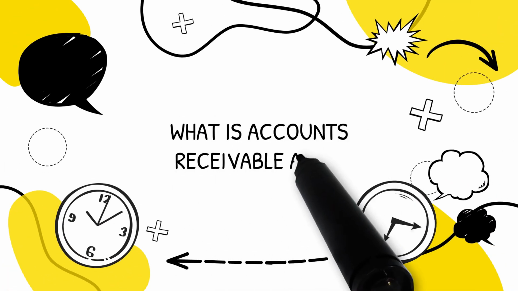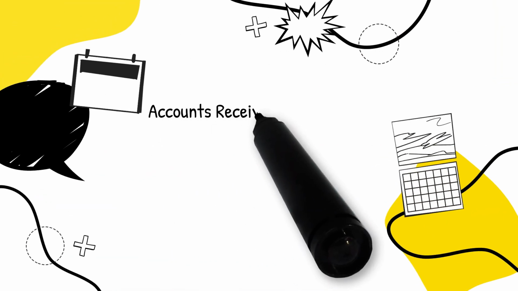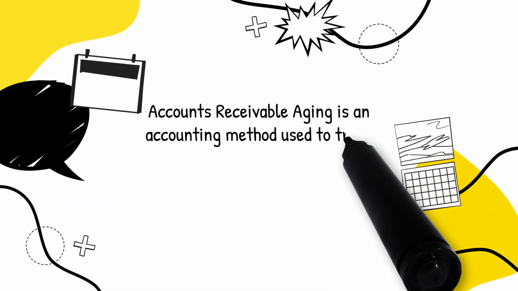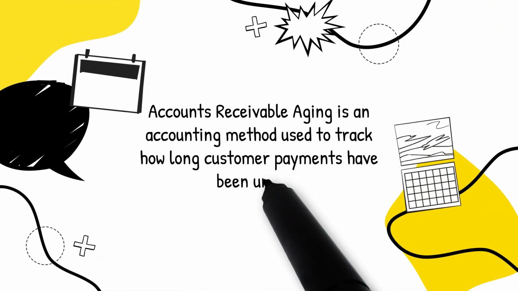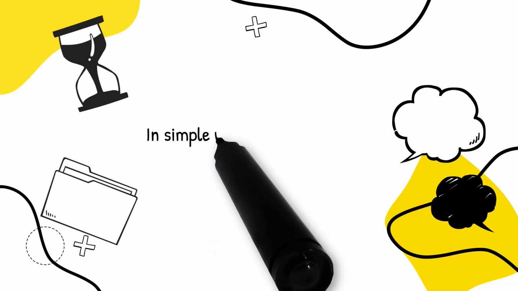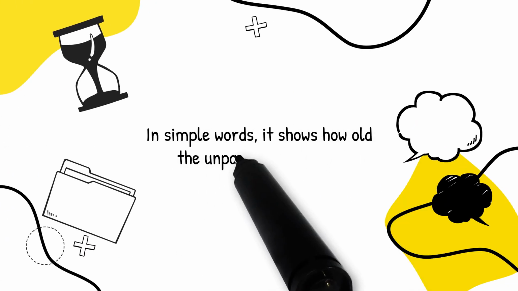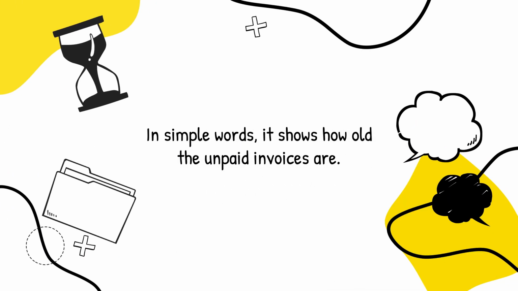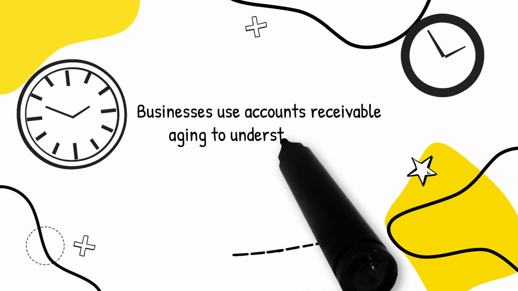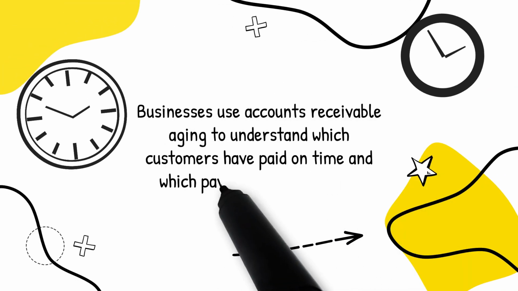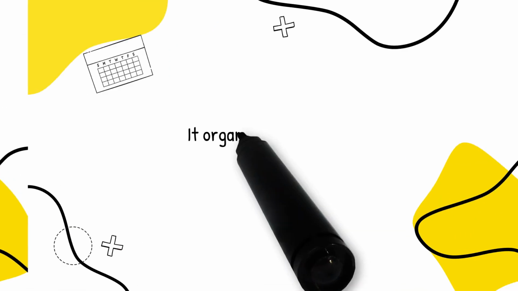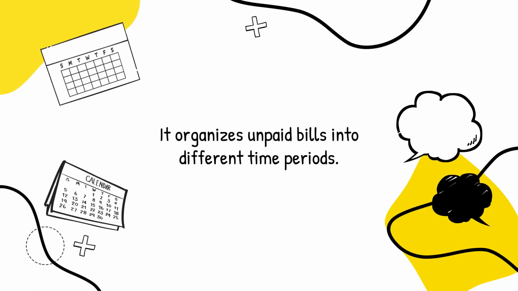What is accounts receivable aging? Accounts receivable aging is an accounting method used to track how long customer payments have been unpaid. In simple words, it shows how old the unpaid invoices are. Businesses use accounts receivable aging to understand which customers have paid on time and which payments are overdue. It organizes unpaid bills into different time periods.